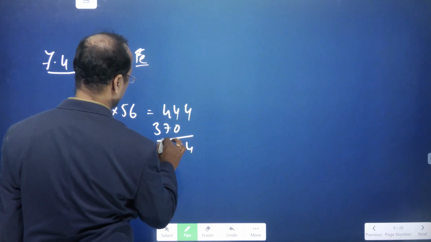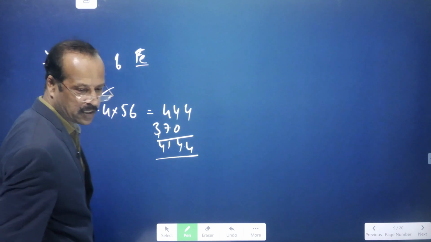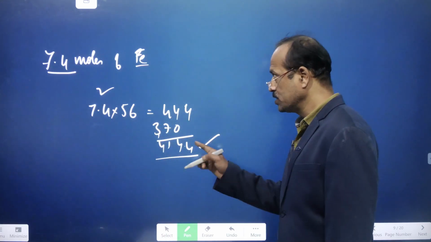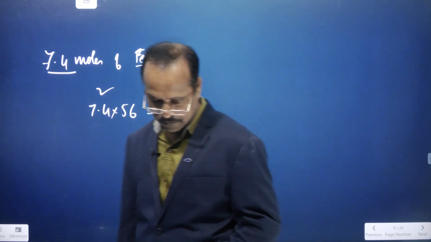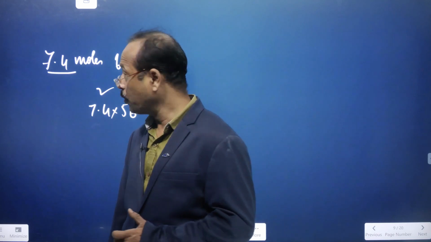4 4 1 4, and a point after one digit. So approximately, students, 414.4 is the right answer, I think. Okay, check, this is the answer. It is there here. 414 is the right answer. Okay, how did you calculate?